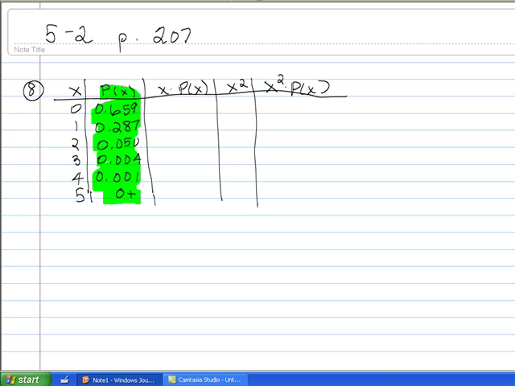So the first thing we want to do is add up the numbers we have, the probabilities, and I'm getting a 1.001. So yes, this is a probability distribution. The second part of the problem, if we find it is a probability distribution, we're asked to find the mean and the standard deviation of that probability distribution.